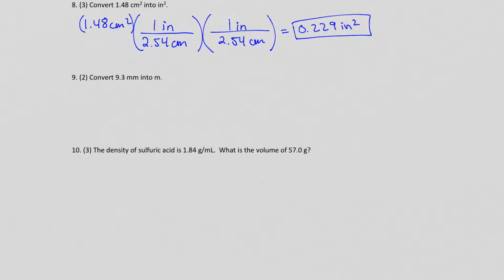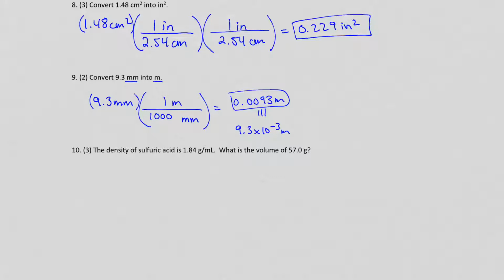The next question is the same principle, except we're going from millimeters to meters, so we're just using one conversion factor. We have 9.3 millimeters, and we multiply by how many millimeters are in 1 meter. Remember, the prefix milli means 1/1000th, so there are 1,000 millimeters in 1 meter. That means we would have 0.0093 meters, keeping 2 significant figures because I was given 2 significant figures. I can also write 9.3 times 10 to the negative 3 meters, and either one is correct.